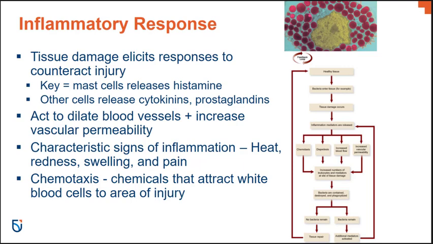But in any case, these mediators are working to dilate blood vessels and increase vascular permeability. And this has a purpose, which is to help phagocytic white blood cells reach the affected tissue and get to work. Some of the characteristic signs of inflammation include heat, redness, swelling, and pain, as well as loss of overall function of that area. Many of the mediators of inflammation that are listed above here are chemotactic factors. That is, they're chemicals that attract white blood cells to the area in a process called chemotaxis.